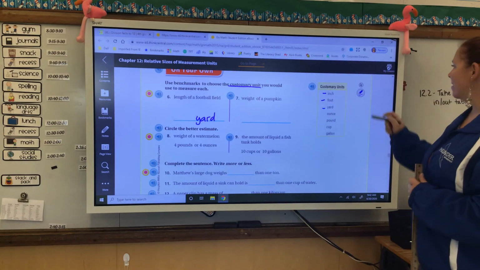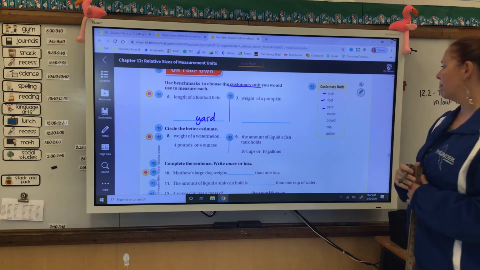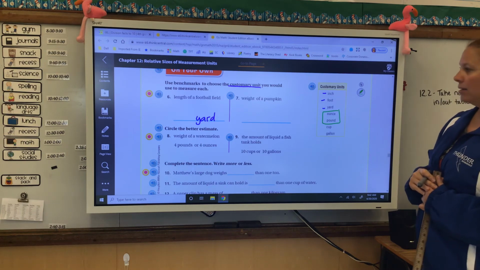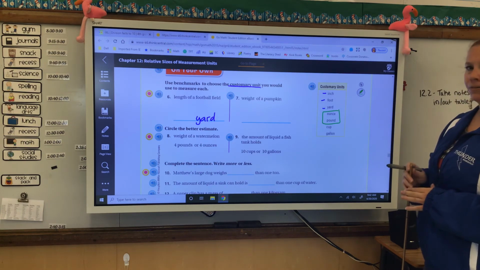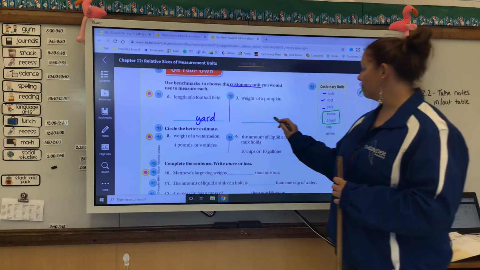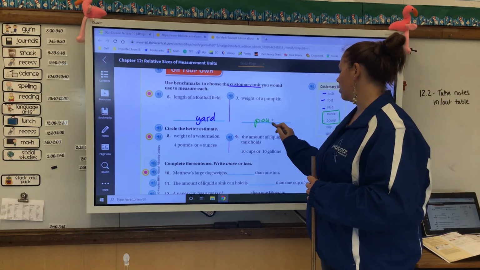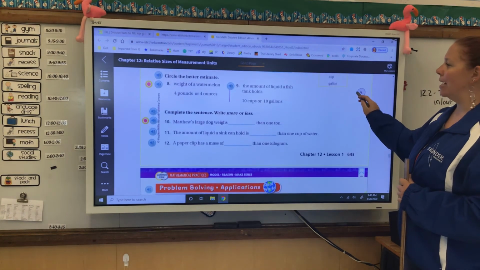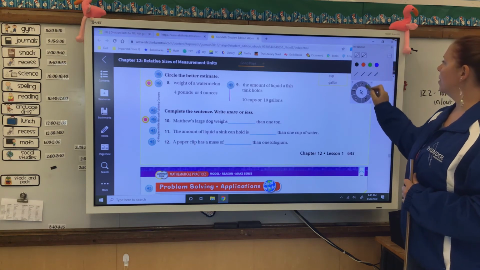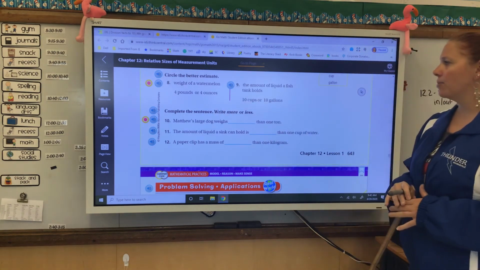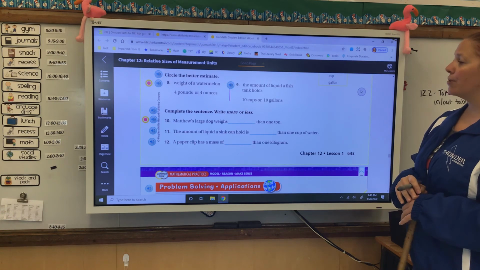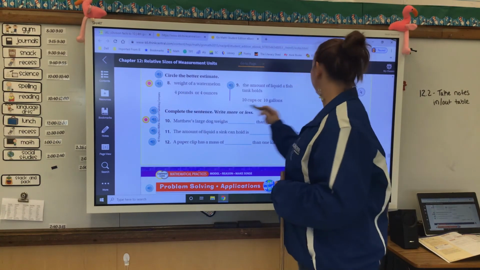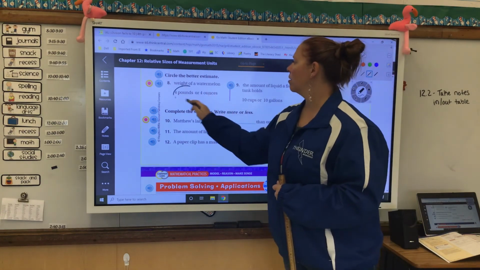Okay? The weight of a pumpkin. Think about the pumpkins. Ounce and pound are what we use for weight. What do you think a pumpkin would be? Pound? Pound is correct. Okay, think about a newborn baby and they tell you how much they weigh in pounds, right? What is going to be the answer for a weight of a watermelon? Do you think the watermelon is 4 pounds or do you think it is 4 ounces? It is 4 pounds.